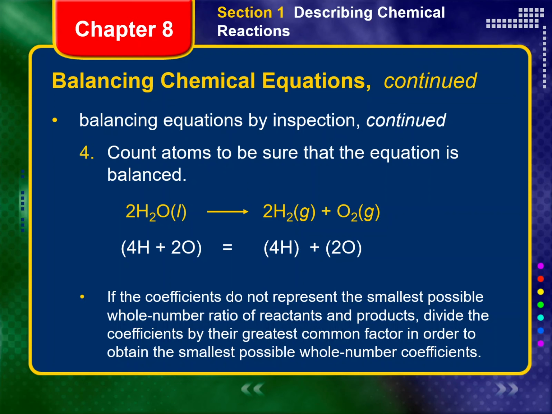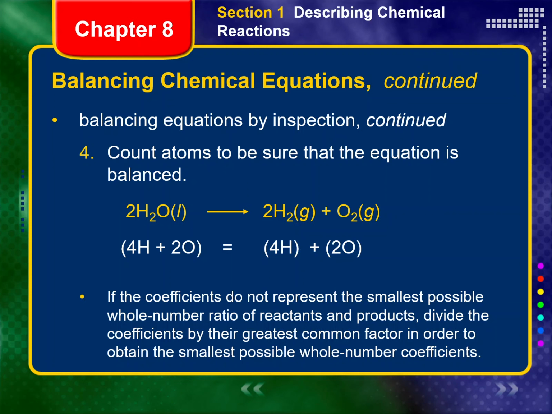Step 4. Count all atoms to be sure that the equation is balanced. Make sure that equal numbers of atoms of each element appear on both sides of the arrow. Occasionally at this point, the coefficients do not represent the smallest possible whole number ratio of reactants and products. When this happens, the coefficients should be divided by their greatest common factor in order to obtain the smallest possible whole number coefficients.